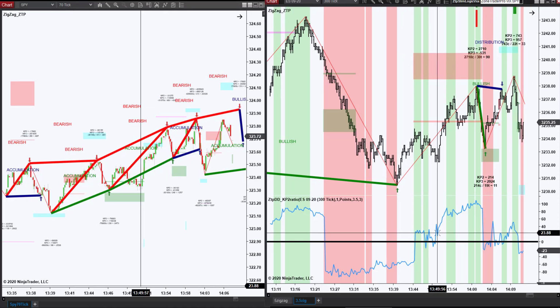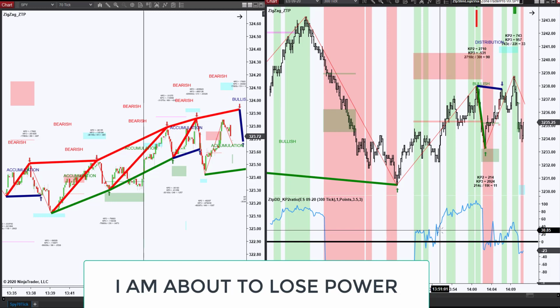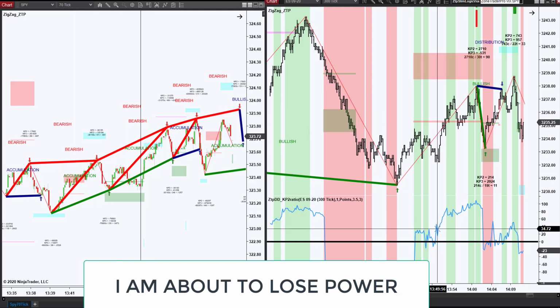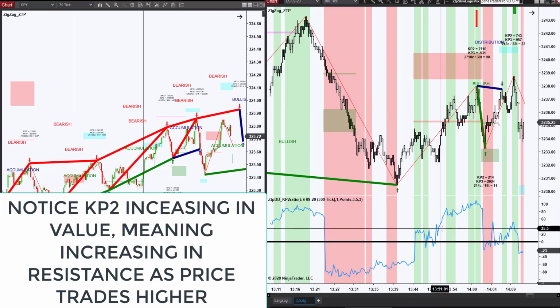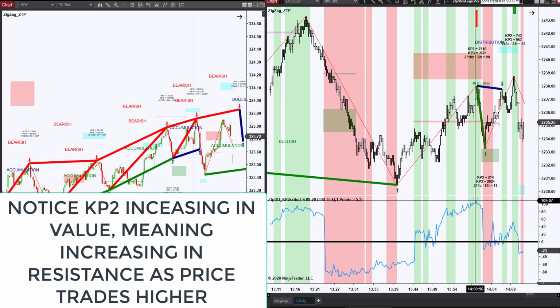Our KP2 indicator is a measurement of distribution and resistance. So as we can see, when the indicator flips here, what happens is price goes higher. We go from a low of 18, which is really a meaningless number, to a high of approximately 109, 108, and that is a significant number.